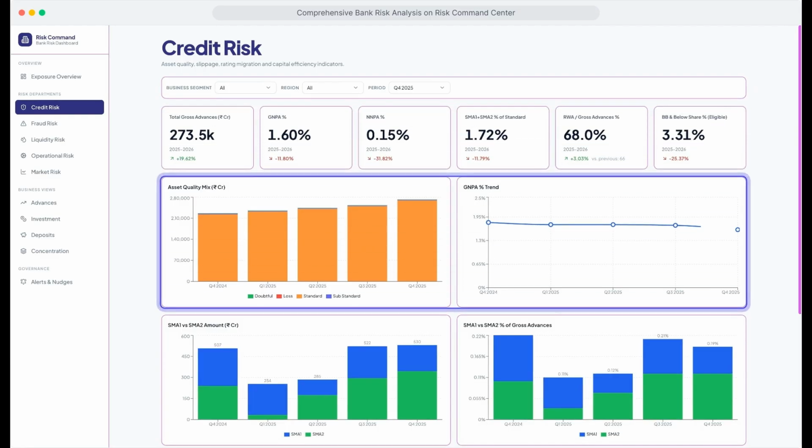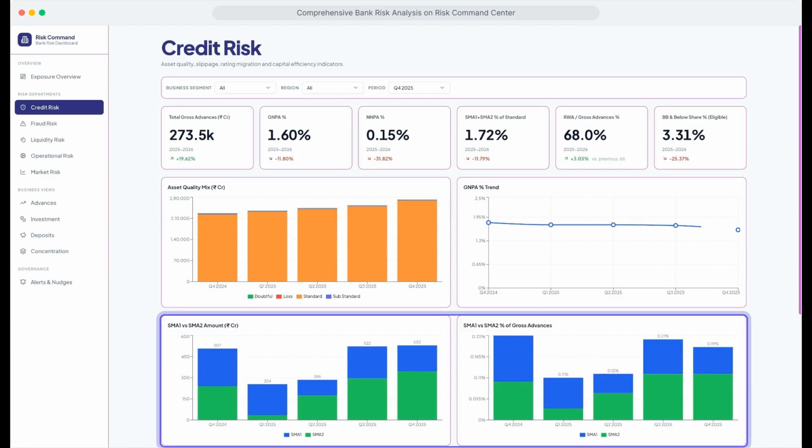GNPA and NNPA show recognized stress, while SMA and lower-rated exposure help identify risk before it becomes deeper portfolio deterioration. The asset quality mix chart shows how the portfolio is distributed across standard, substandard, doubtful, and loss categories. The GNPA trend shows whether gross non-performing assets are rising or reducing over time. This helps users understand whether portfolio stress is improving or whether slippage risk needs closer attention.